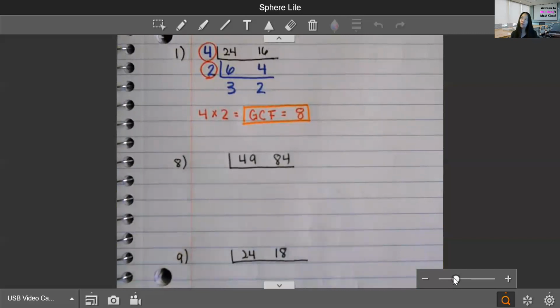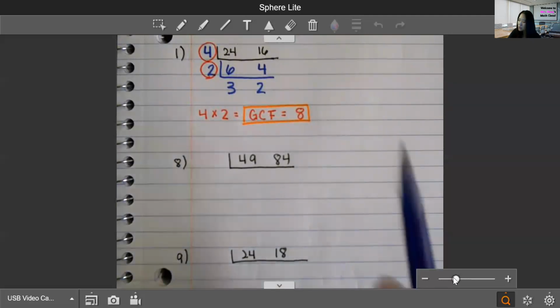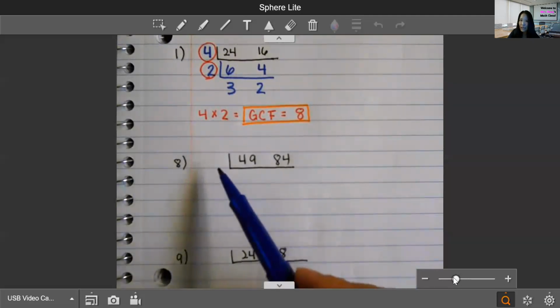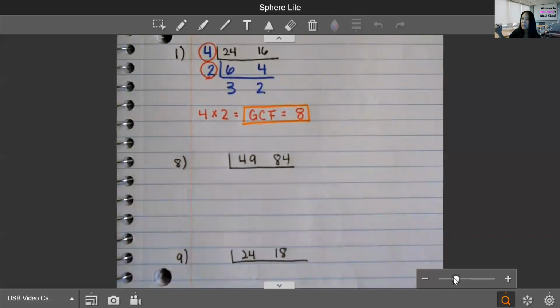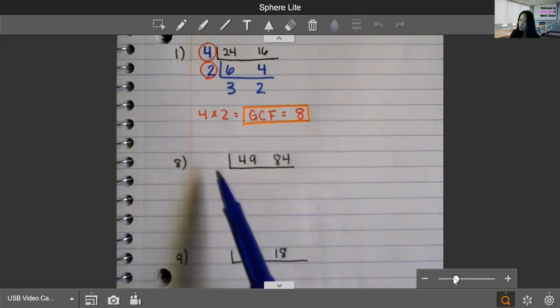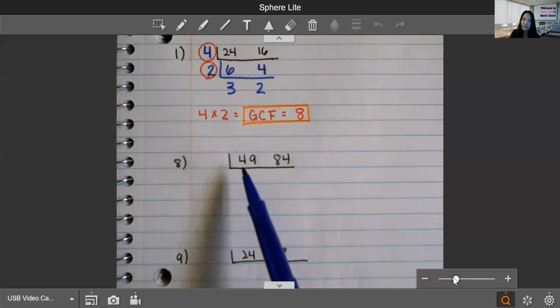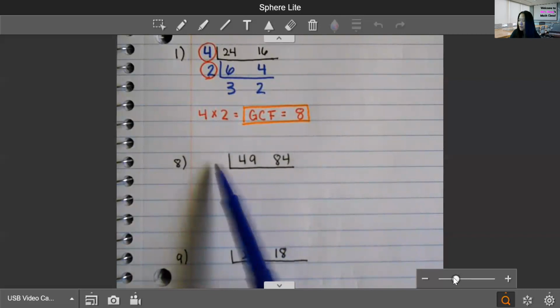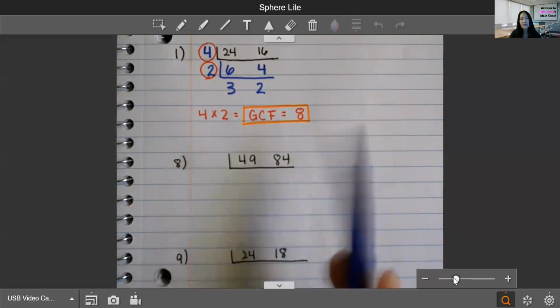49 and 84. So you have a couple options when you're trying to figure out the common factors. You can start from 2 and just keep increasing all the way to 10. For example, 2 cannot go into 49 because 49 is an odd number. 3 doesn't go evenly into 49. 4 doesn't go, so you can keep doing that.